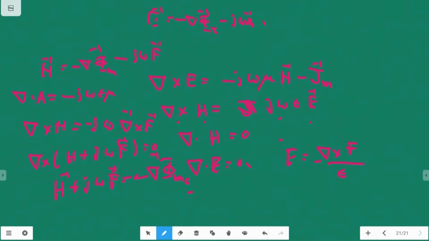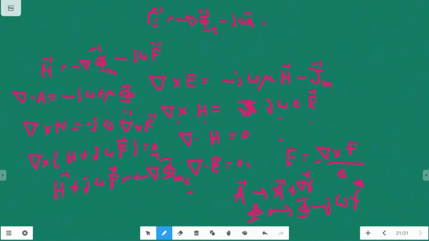In order to arrive at the wave equation, you can choose a gauge. That is because the fields do not change if you make a Lorentz gauge transformation. A goes to A plus del F and phi goes to phi minus j omega F in the frequency domain, or dou F by dou t in the time domain. So, you could choose F so that del dot of the new vector potential A prime is 0 by solving Poisson's equation for F.